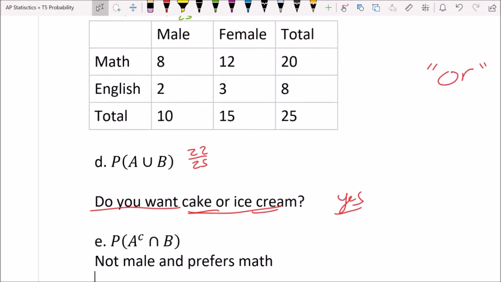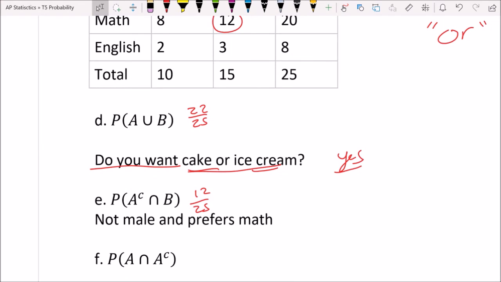Because then you just go up to the table and you say, okay, in this table, who are the people who are not male, aka female, and who prefer math? So female math preferers are these people. So then you go, oh, well, that's 12 out of the 25 people. Sweet, done. Okay, that's all that is. What about the next one?